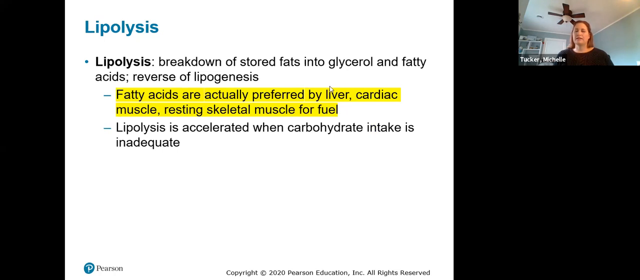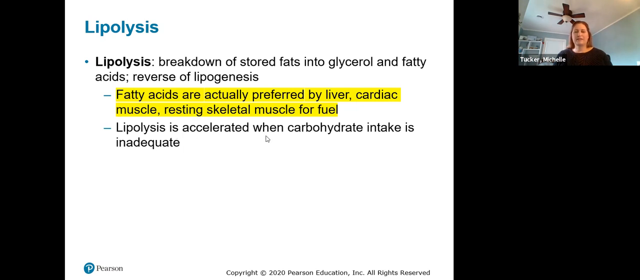So the liver is going to store a lot of glucose in the form of glycogen for the body, but it doesn't want to use it all up because its job is to be a glucose bank. So you can't really steal from your own stores, right? So the liver, in order to protect its glucose stores, actually runs off of a lot of lipid oxidation. Cardiac muscle runs pretty much on fatty acids, and then resting skeletal muscle will as well.